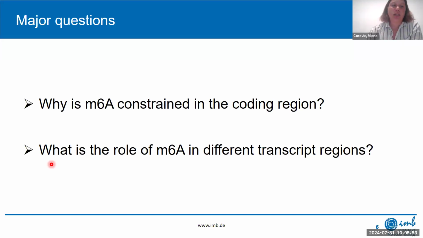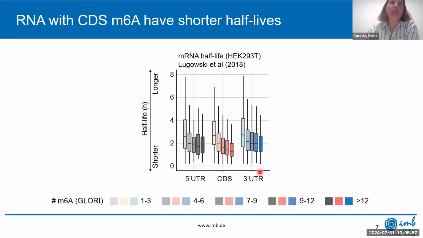In order to start answering our questions, we first looked into the publicly available data set of mRNA half-lives in HEK293 cells, where we do most of our experiments. In this plot, you're looking at changes in mRNA half-lives, and if the box goes up, that means the half-lives are longer, and if it goes down, the half-lives are shorter.